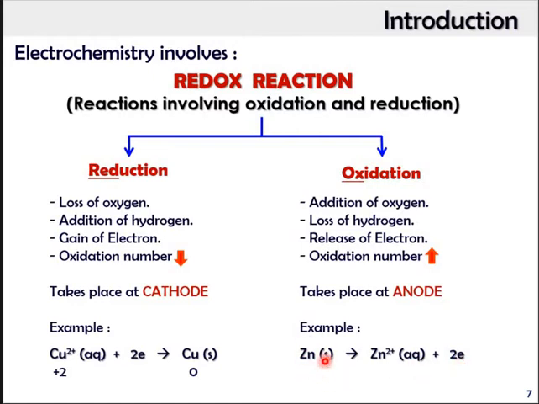That means zinc lost 2 electron to produce zinc 2+. So, the oxidation number for zinc is 0 and oxidation number for zinc 2+ is +2. So, oxidation number increase from 0 to +2. So, it is oxidation reaction. So, what is important here, kamu kena tahu nak buat dia punya half equation. Kena mahir buat half equation. Nanti kita ada exercise. Alright.